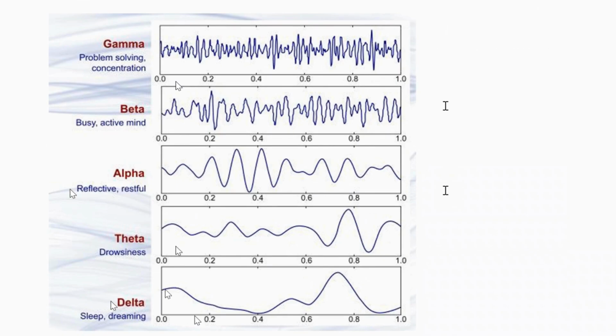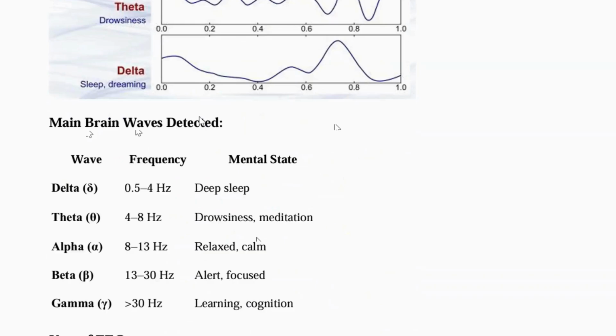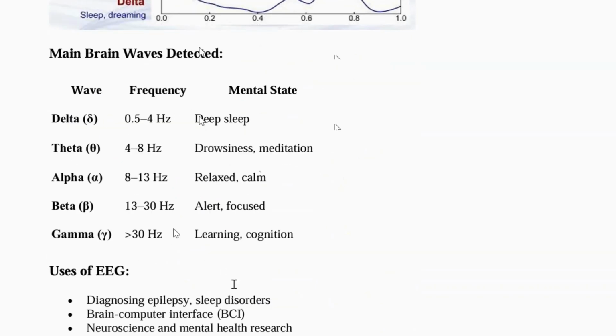So delta, see, when you are sleeping or dreaming, the waves will be like this. When you are drowsy, it's like this. When you are restful, peaceful, or meditating, your waves will be like this. When your brain is active, that is busy, it comes like this. When you are solving problems or concentrating on something, it comes like this. So that is what is given here in frequency terms.